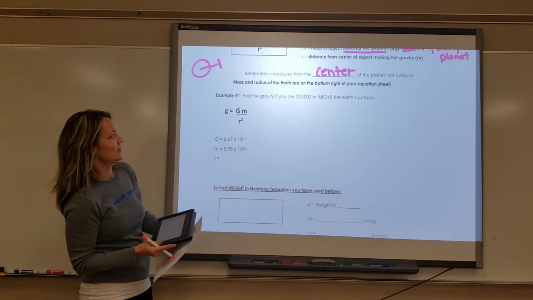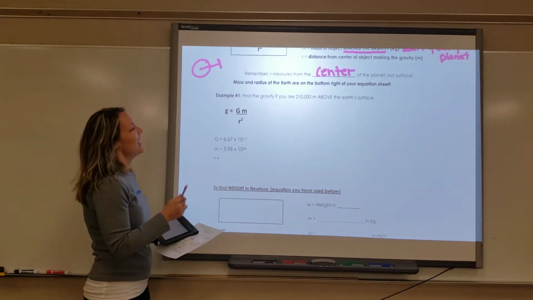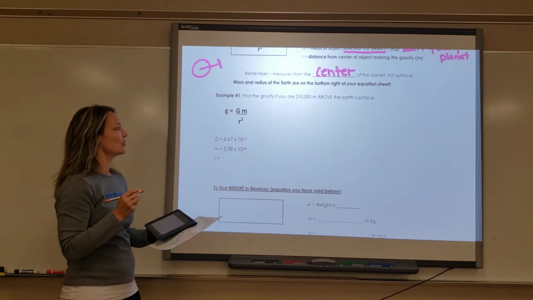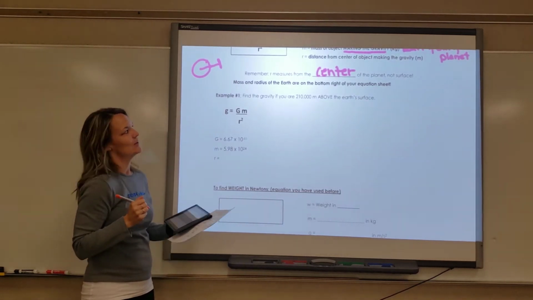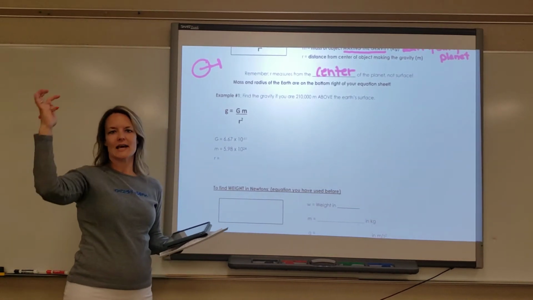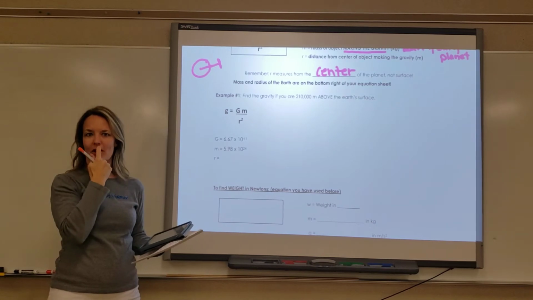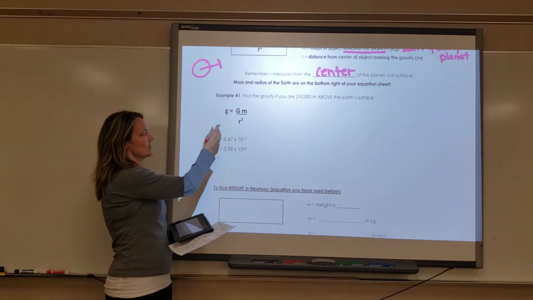All right, the best thing to do is just to try a problem and see if you can get it to work. Example number 1, find the gravity, that's little g, if you are 210,000 meters above the Earth's surface. So there's a satellite floating out there, we're going to try and figure out what the gravity is for that object. All right, so here's our equation.